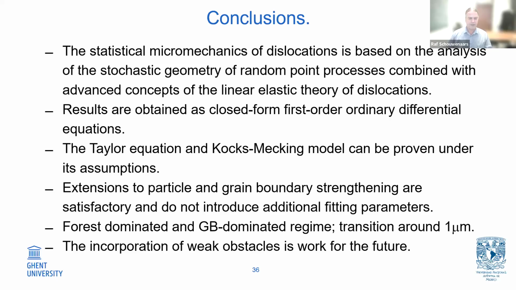We also found as a corollary that forest-dominated and grain boundary-dominated regimes exist. There is a sharp transition between them. And for the lowest dislocation density, this transition is around 1 micrometer. And the incorporation of weak obstacles, this additional friction term, is something I'm still thinking about.